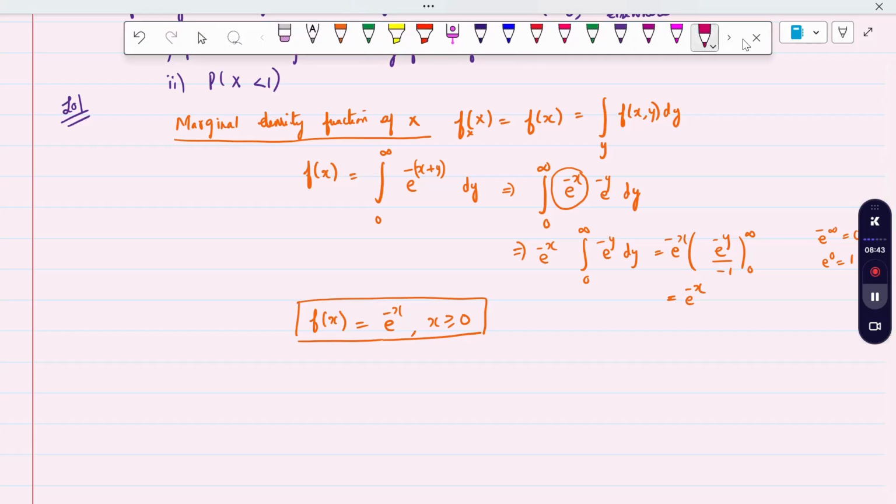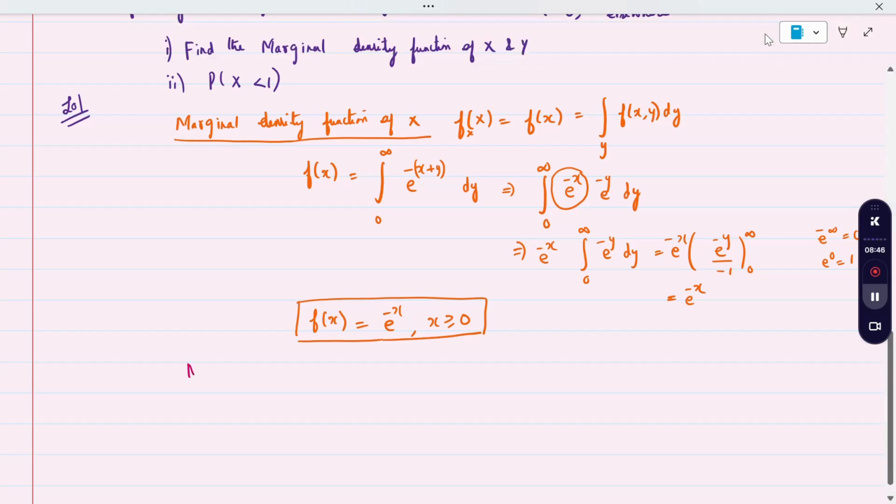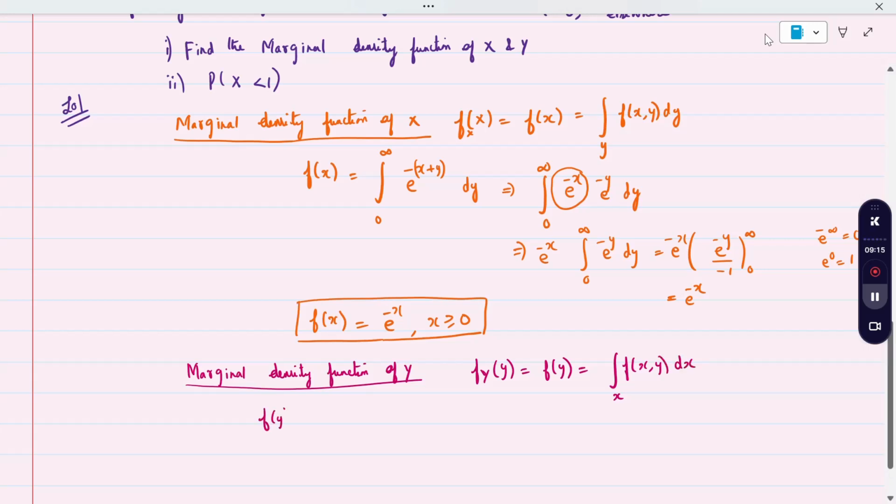So when I do the marginal density function of y, f y of y equals the integral of f of x comma y into dx. So f of y equals the integral from 0 to infinity of e to the power minus x e to the power minus y into dx.